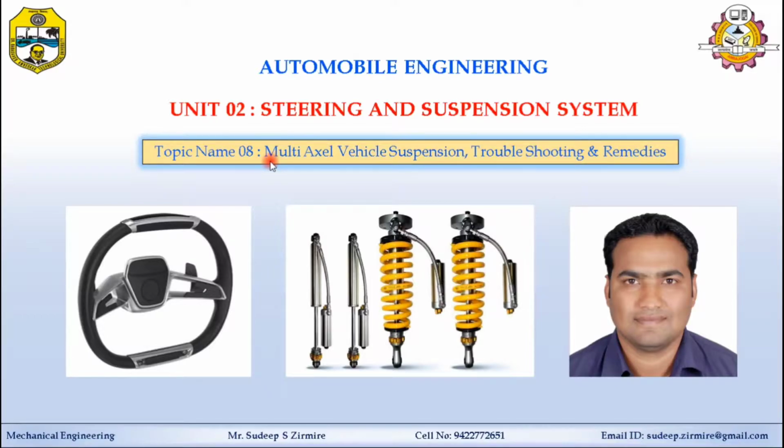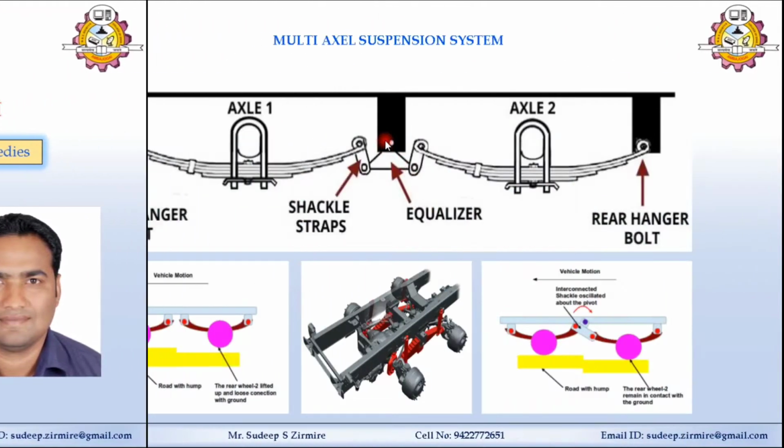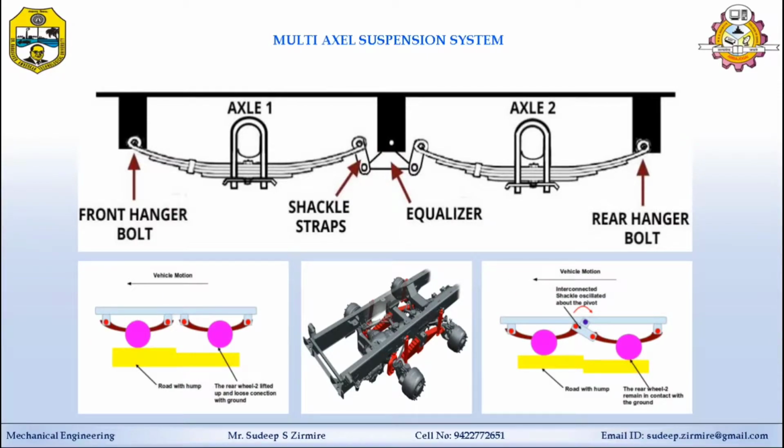So for that axle, how the suspension system is designed, and troubleshooting and remedies of the suspension. Troubleshooting means actually problem solving of the suspension system, and remedies means the treatment or solution of that problem, that we are going to learn in these topics. Here we are going to learn the generally used multi-axle suspension system. Okay, so there are different types of multi-axle suspension design.